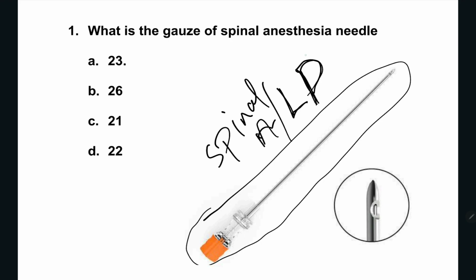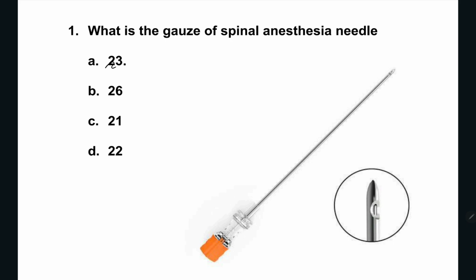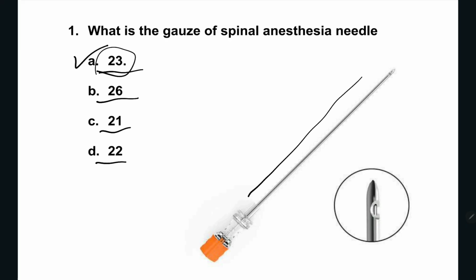LP is done to diagnose diseases like meningitis and to find out the pressure of the CSF fluid, and some of the diseases related to the central nervous system. We can do the LP procedure, that is nothing but lumbar puncture. So the options are option A 23 gauge, option B 26 gauge, option C 21 gauge, option D 22 gauge. The right one is option A, 23 gauge. So the anesthesia needle is a 23 gauge size.